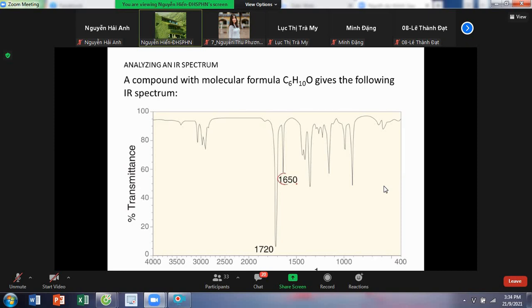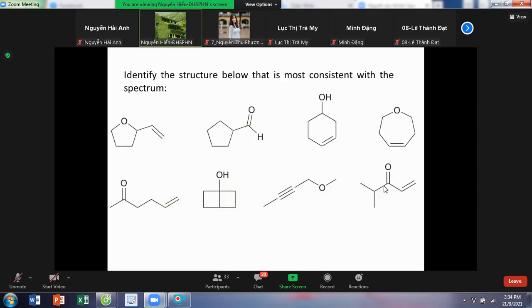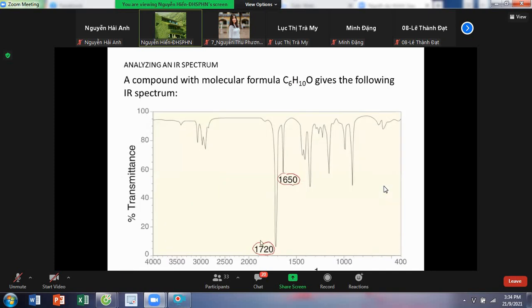Okay, and in this case, the spectrum gives you the exact numbers. You don't have to guess. Two most important signals are at the double bond regions. So identify the structure below that is most consistent with the spectrum. So you see that in our spectrum, this one is for a C=O carbonyl group, and this one is for an alkene.